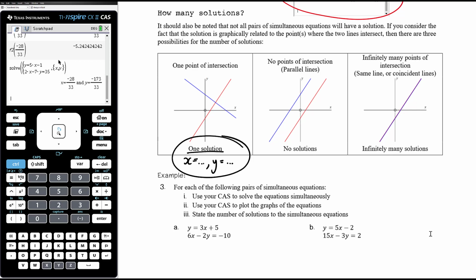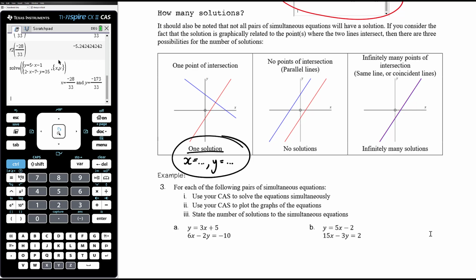However, it's possible that we could have 2 linear equations that are actually parallel lines. In that case, if we were to try to solve them simultaneously, we would find that they have no solutions. There is no point of intersection. It's also possible that the 2 lines we're dealing with are actually the same line. We can call those coincident lines. If they're the same line, they're going to have infinitely many solutions.